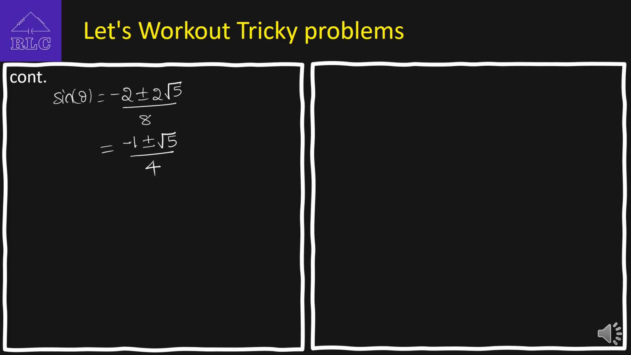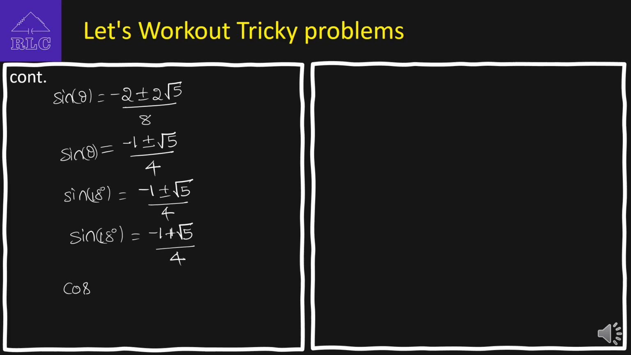Okay, so this is the value of sin theta, but theta value we have taken as 18 degrees. So sin 18 degrees is equal to minus 1 plus or minus root 5 by 4. But 18 degrees comes under first quadrant. In first quadrant, sin theta must be positive. So that means sin 18 degrees must be the positive value, which is nothing but minus 1 plus root 5 divided by 4.